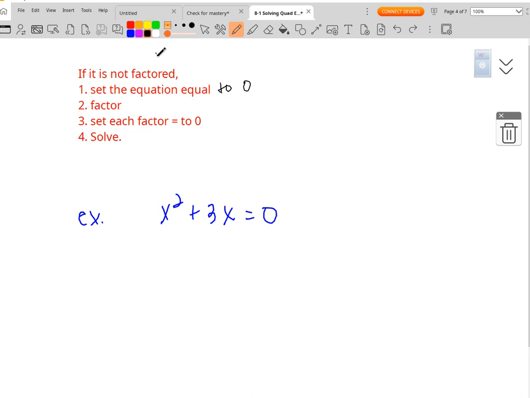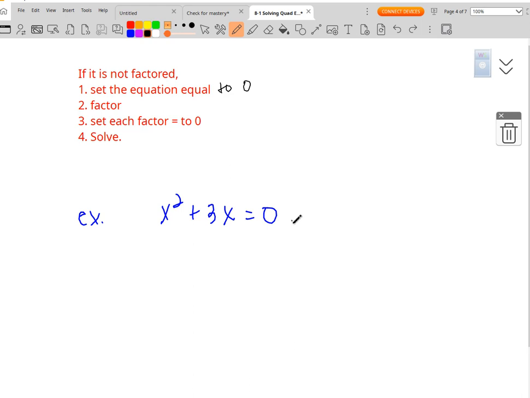Alright, so when we say factor, we're only talking about factoring the side that's not equal to 0. So this says set the equation equal to 0, but this is already equal to 0. That means one side is 0, everything else is on the other side. Does that make sense?